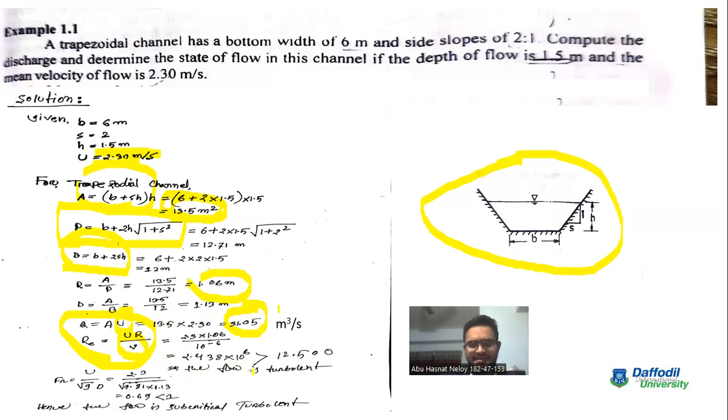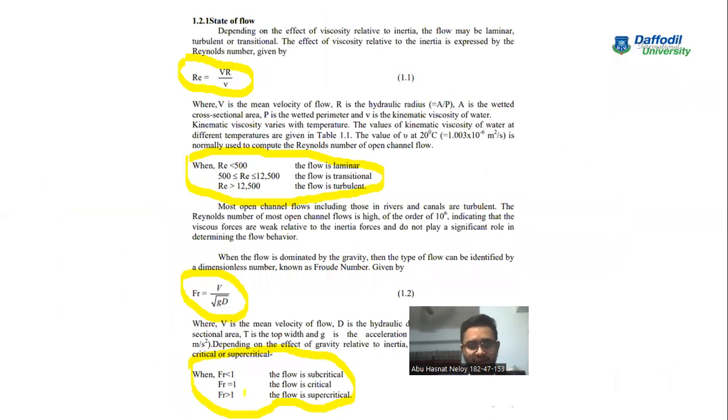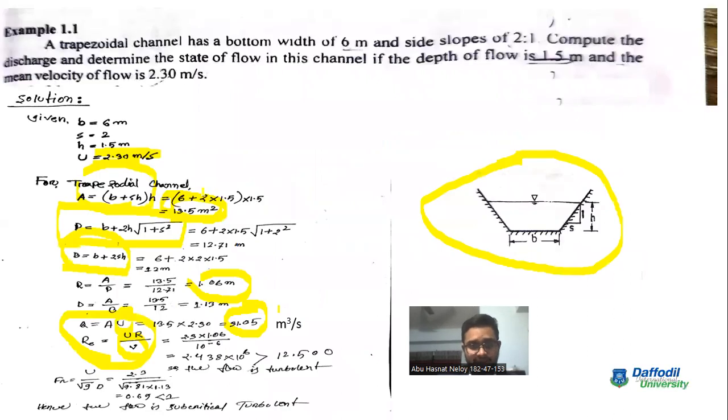So this value of Reynolds number is greater than 12,500. Now we can say the flow type is turbulent, because we already know that if the Reynolds number Re is greater than 12,500, the flow type is turbulent. So in our mathematical problem, the Reynolds number is greater than 12,500, so we can say that our flow type is turbulent flow.